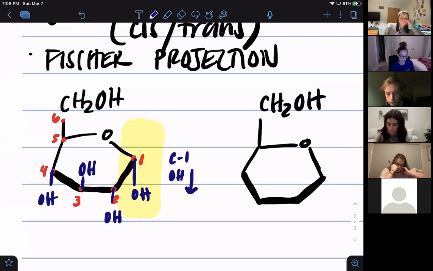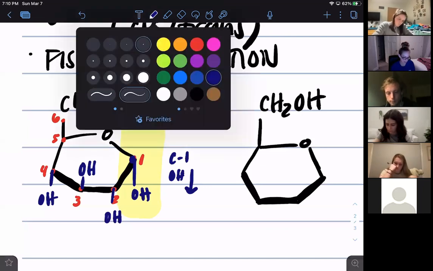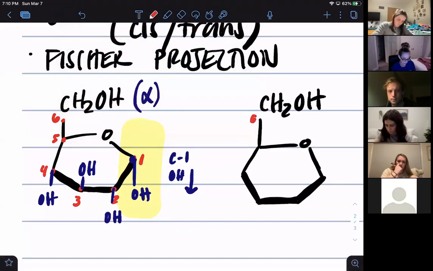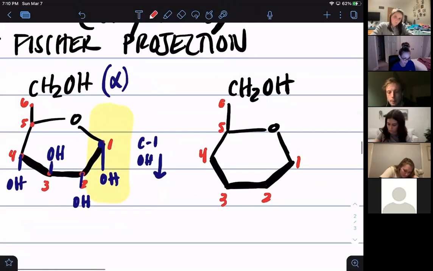So you need to know that for it to be alpha, the glycosidic linkage is always going to occur at C1, which is carbon 1, and the OH is underneath what you would think. Then the opposite is for a beta. So 6, 5, 4, 3, 2, 1.